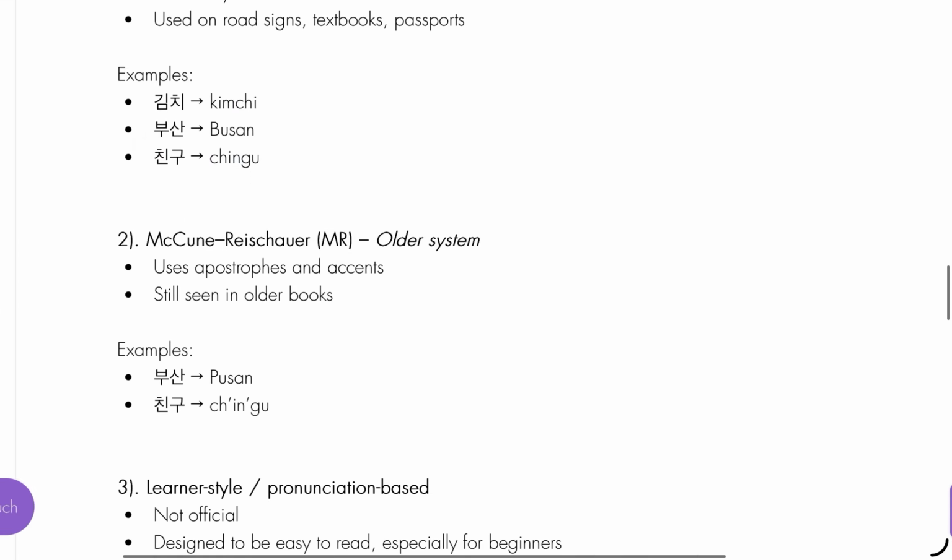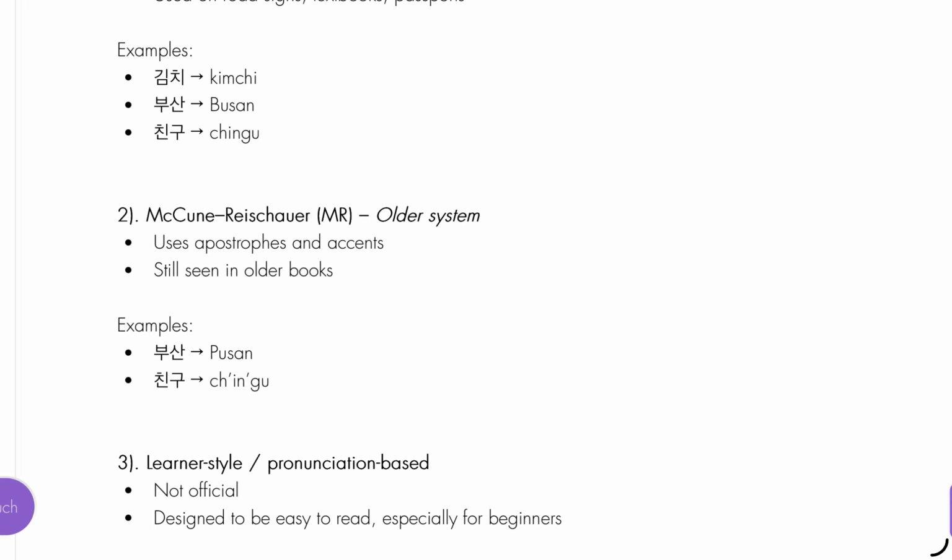Then we have, and I don't know the exact pronunciation of this, McCune-Reischauer, the older system. So this one has apostrophes and accents. So you might see these in older books. I shouldn't put so much emphasis on older, but just older books, you know. So I'm just bringing this one up because it might confuse you. So for this one, this is the same word from up here, the second one, Busan.